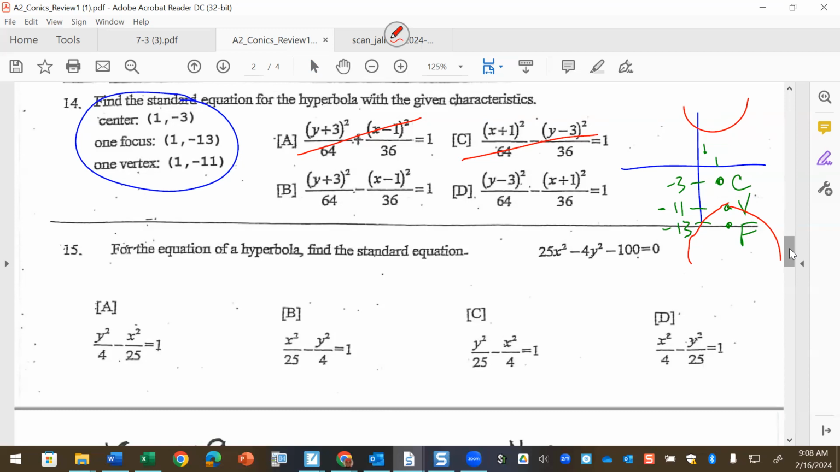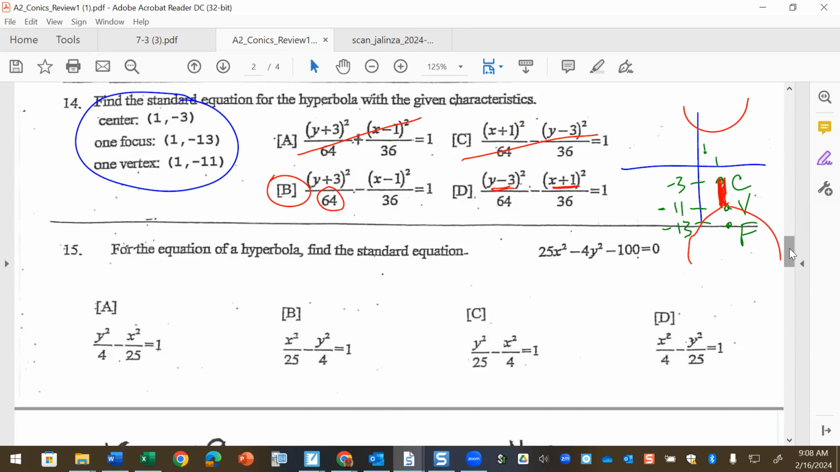Let's see. The center was 1, -3, so only one of those works. Which one? B. This one would be -1, +3. No good. All right. And you didn't need to get the right answer, but I want to make sure you understand. C to V is baby what? A. That's baby A, and it's 8, which means 64 underneath the Y. We went 8 up, 8 down.